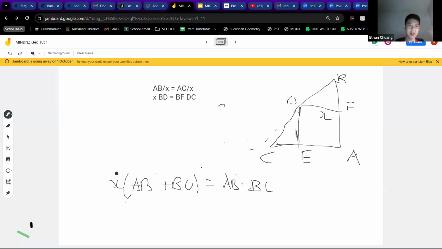Yeah, it is 1 over X equals 1 over AB plus 1 over BC, but I've just rearranged it, if you get what I'm saying. Yeah.